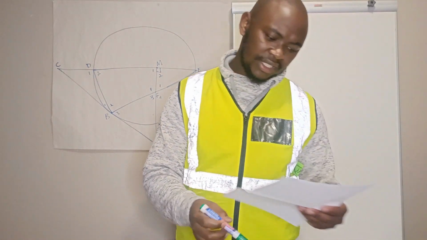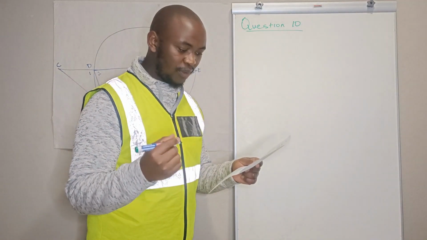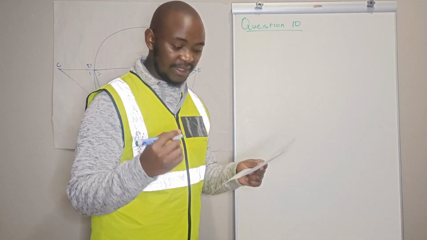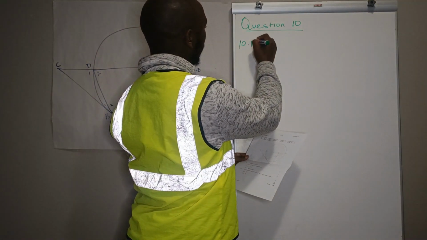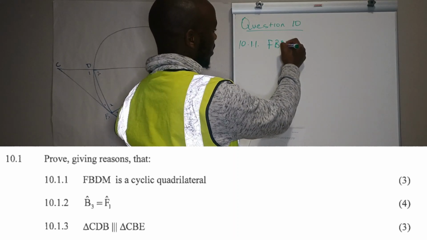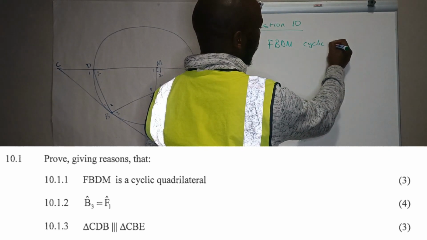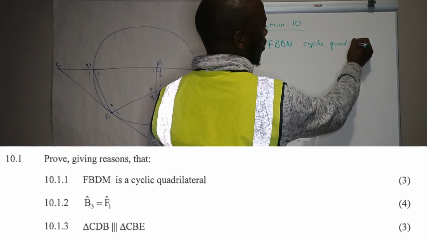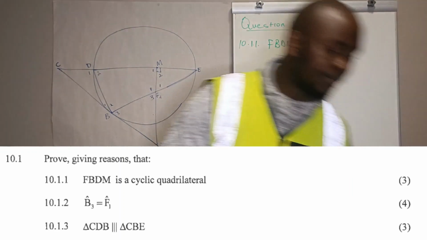Alright, the first question, before I put this down, is asking us to prove that FBDM is a cyclic quad. So I'm just going to jot down the question. 10.1.1. FBDM, cyclic quad. That is the question.